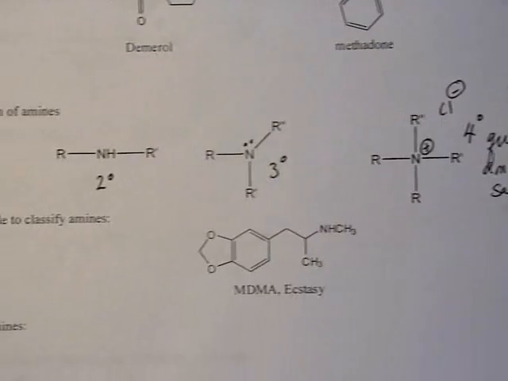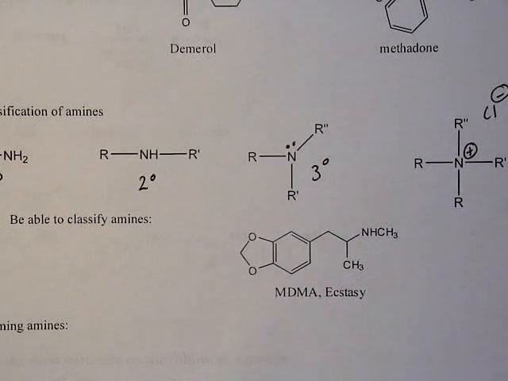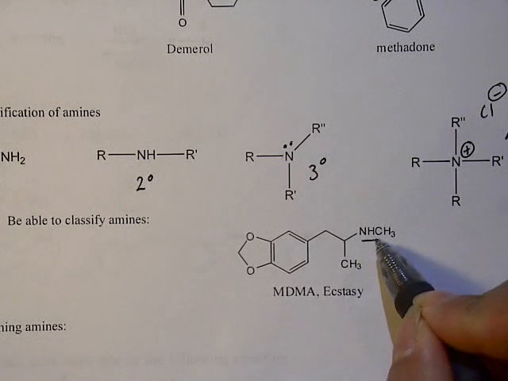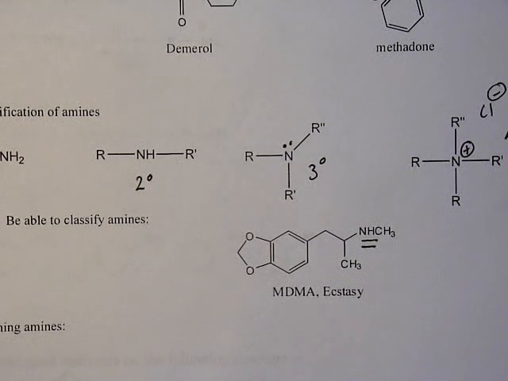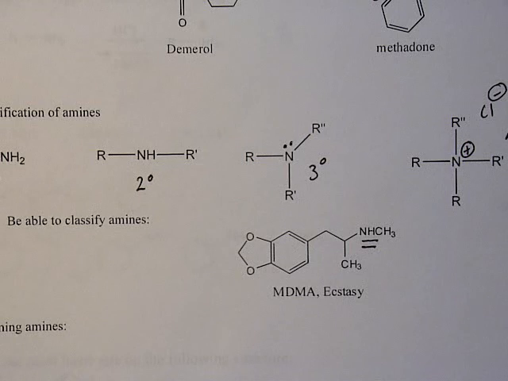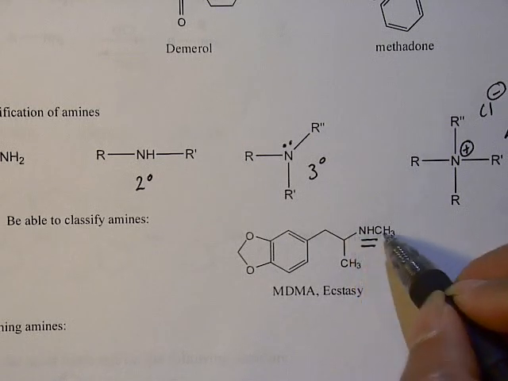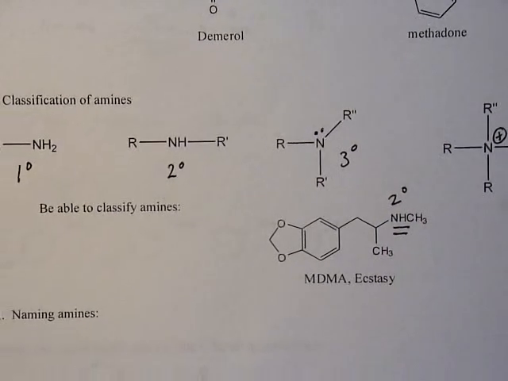All right. So at this point, you should be able to, for example, in ecstasy, zoom in on the amine functional group, which is right here, and then ask yourself what kind of amine that is. Is it primary, secondary, tertiary, or quaternary? Notice this nitrogen has 1 and 2 R groups, so this would be a secondary amine.